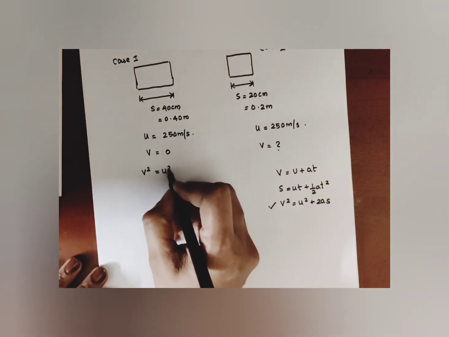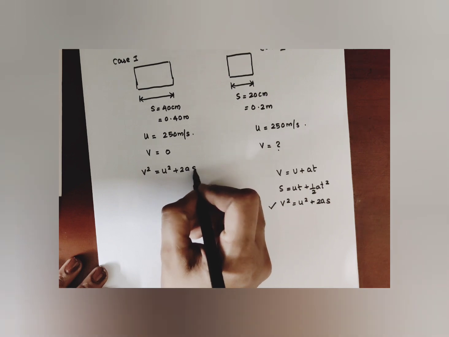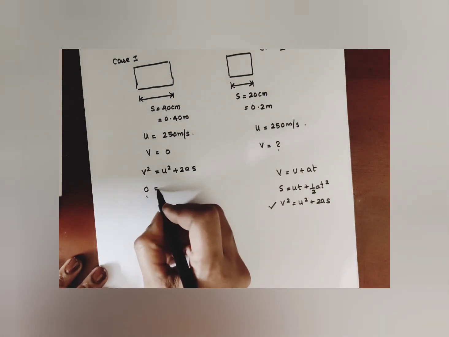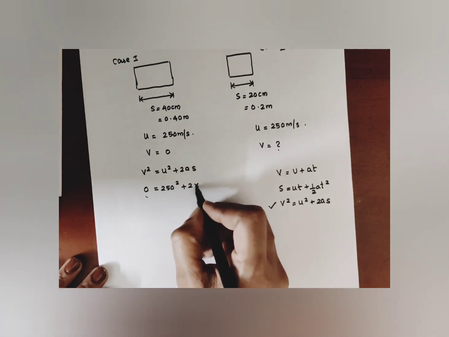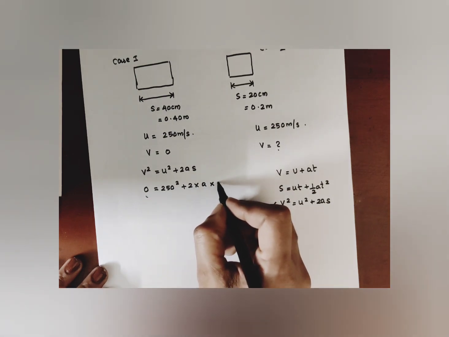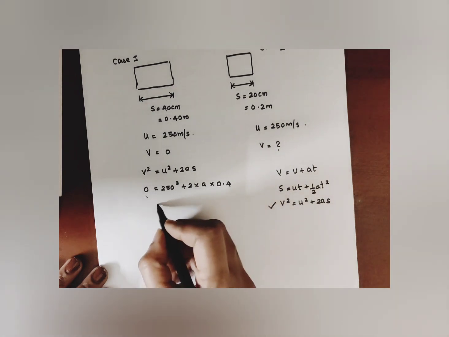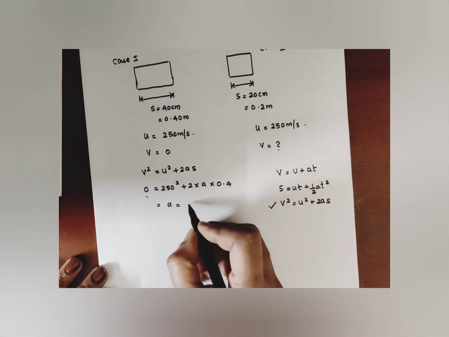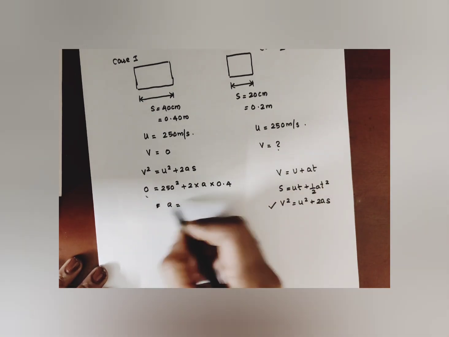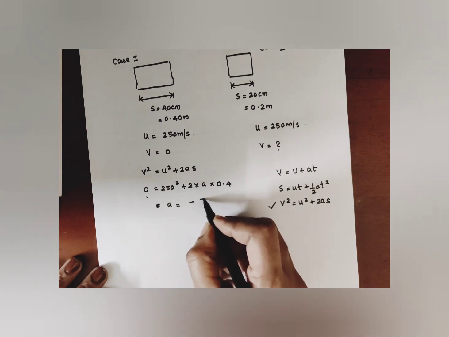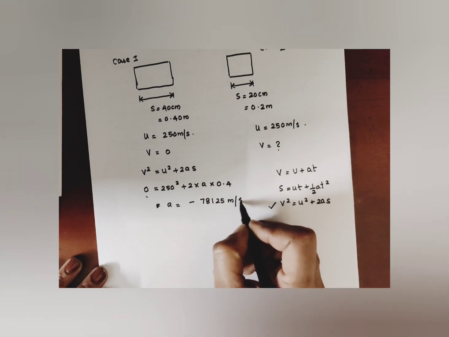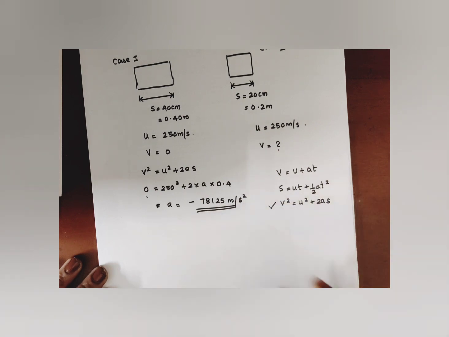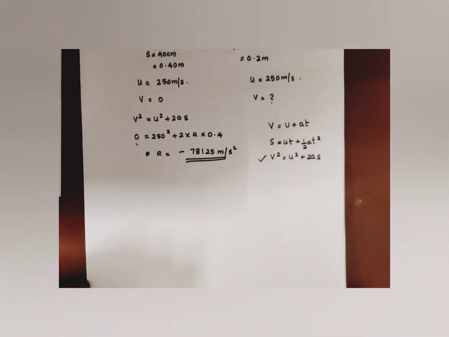So we are going to use v square is equal to u square plus 2as. That is 0 is equal to 250 square plus 2 into a into s, where a is unknown and s is equal to 0.4. From this you will get acceleration, which is a minus value, minus 78125 meter per second squared, because it is a deceleration. That is why you are getting a negative value.